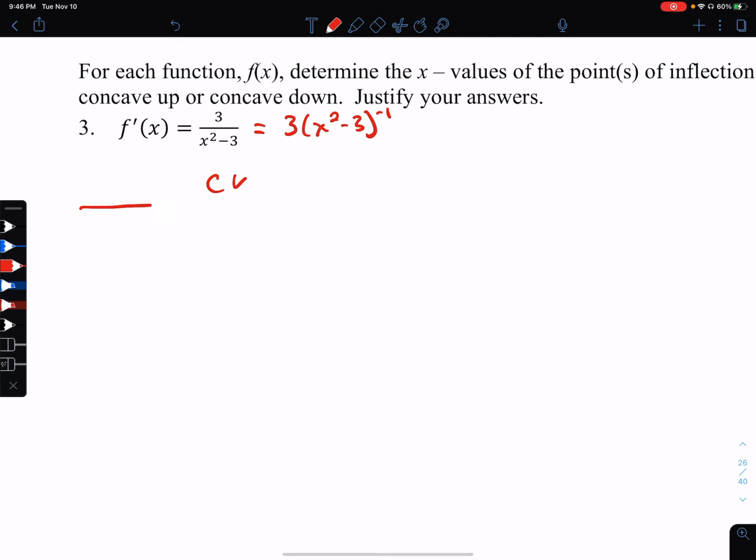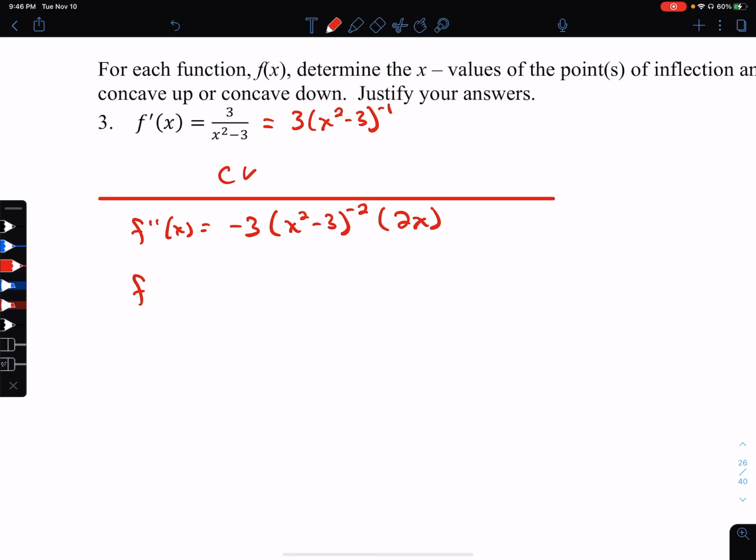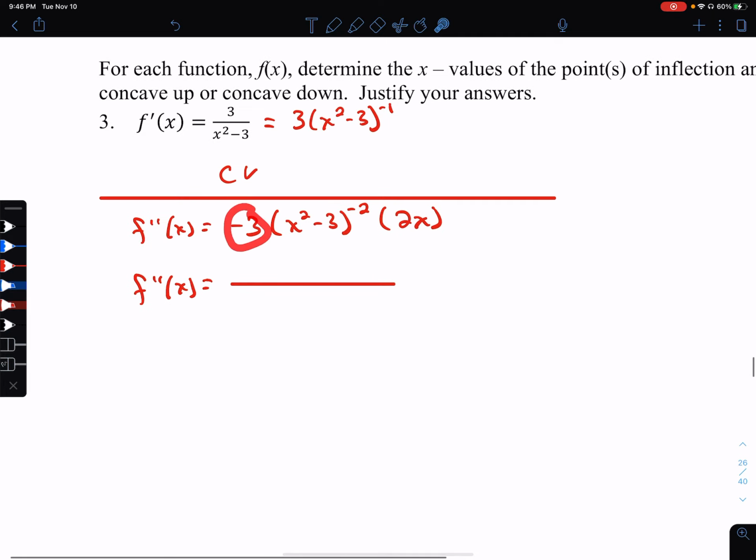So if I find the second derivative, I'm trying to find critical values. This is the chain rule. Put the negative 1 in front. It's going to be negative 3. The inside function stays the same. Subtract 1 from the exponent: negative 1 minus 1 is negative 2. Then I multiply it by the derivative of the inside. The derivative of x squared minus 3 is 2x. If I write this as a fraction, in the numerator I got negative 3 times 2x, which is 6x. The denominator, since this is to the negative 2, is going to be this binomial squared.